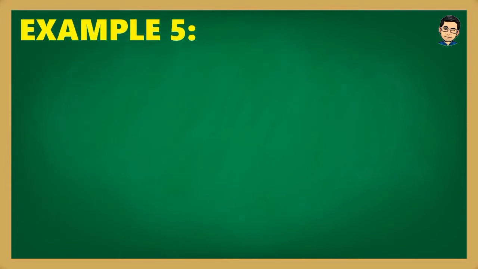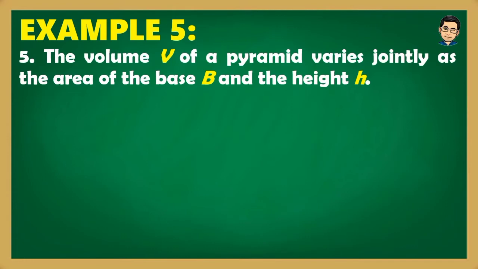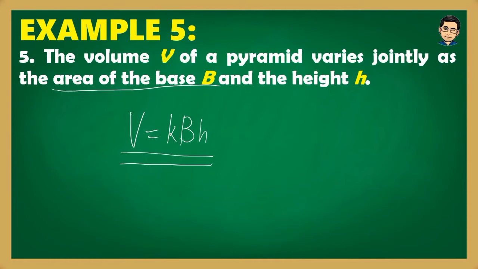So, for our last example, the volume V of a pyramid varies jointly as the area of the base and the height h. So, let's have V is equal to k, the constant of variation, and then the area of the base. Hindi po specific yung base diyan, because marami pong polygons na pwedeng maging base ng pyramid. Pwede maging square, triangular, rectangular, kahit anong polygon po. And then, the height h. So, our answer will be V is equal to kBh.